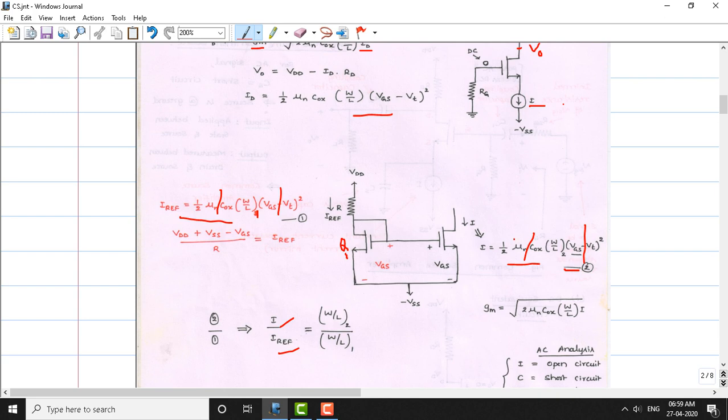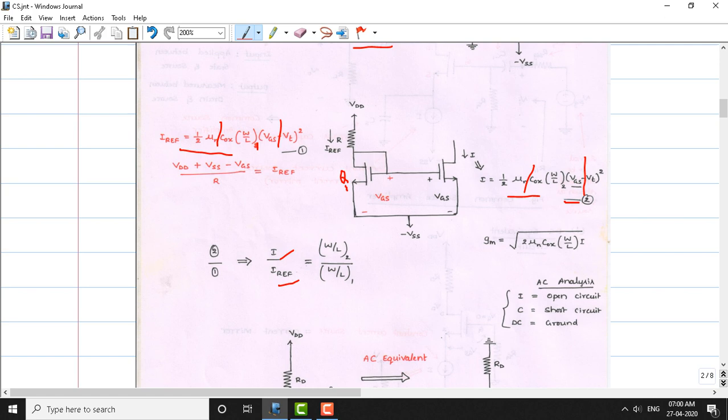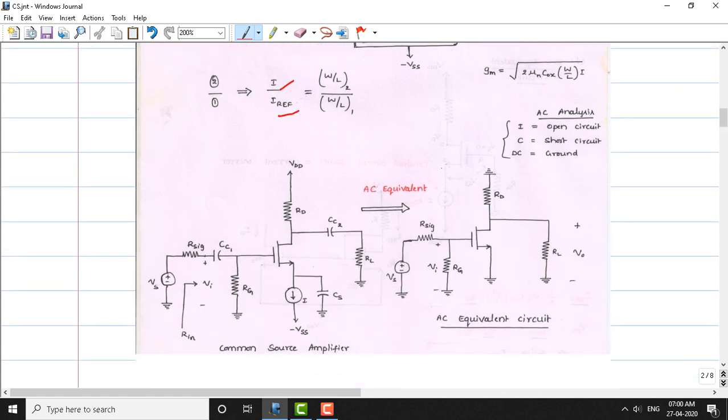Current mirroring means you are producing a current in the other branch which is the same as the current flowing in this branch here. Okay, so the current here mirrors here. So this circuit is called a current mirror circuit. The biasing scheme using a current source or current mirroring circuit is more popular than the other kinds of biasing schemes. Okay. Now, if you look at a common source amplifier, the AC equivalent circuit can be obtained.